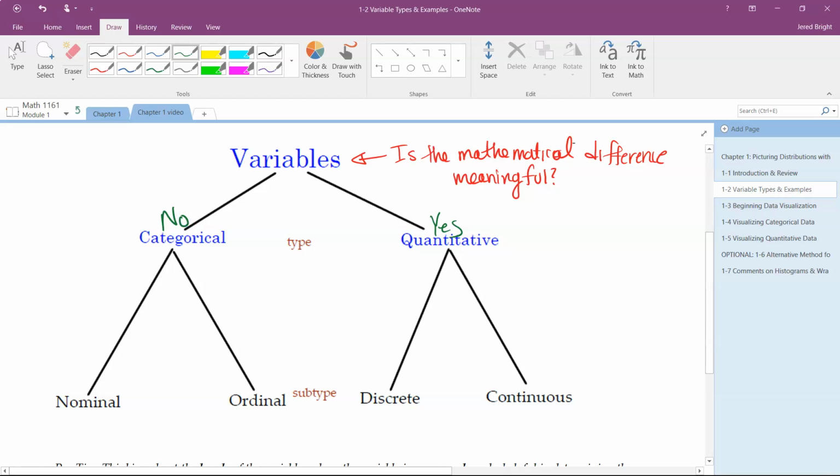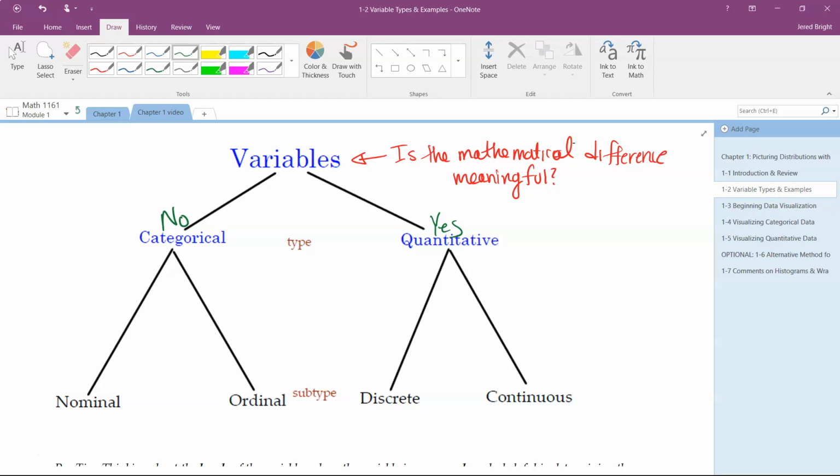An example of a categorical variable would be hair color. Brown minus black hair. What do you get if you do the mathematical difference? If you figure it out, let me know. If the mathematical difference does not make sense, or it does not have any meaning to it, then it's a categorical variable. So you have to think about what the outcomes are. Is the mathematical difference meaningful?